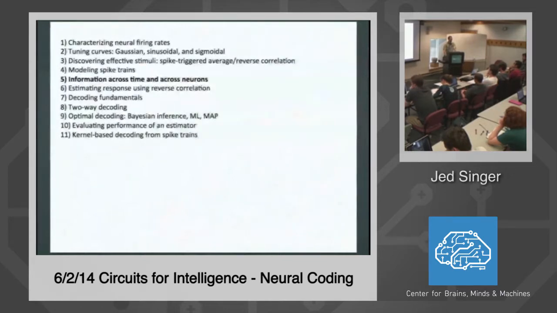So next I'm going to take a hard left turn and talk a little bit about how we think about information being measured both across time and across multiple neurons, since brains operate in real time and contain many neurons. Sometimes it's useful to move beyond single neurons and stationary firing rates.